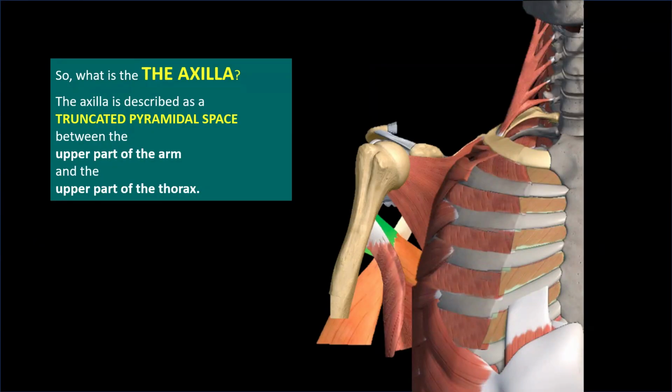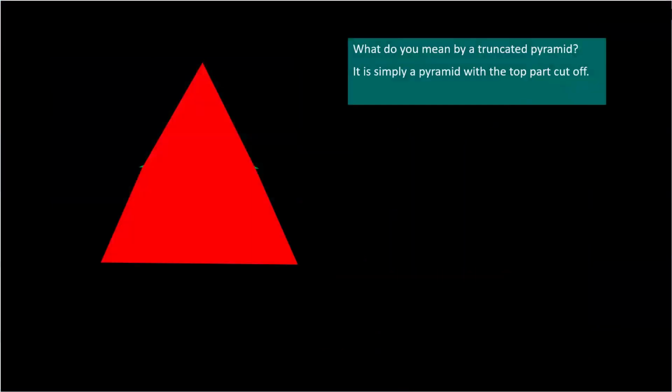So, what is the axilla? The axilla is described as a truncated pyramidal space between the upper part of the arm and the upper part of the thorax. What do you mean by a truncated pyramid? It is simply a pyramid with the top part cut off.